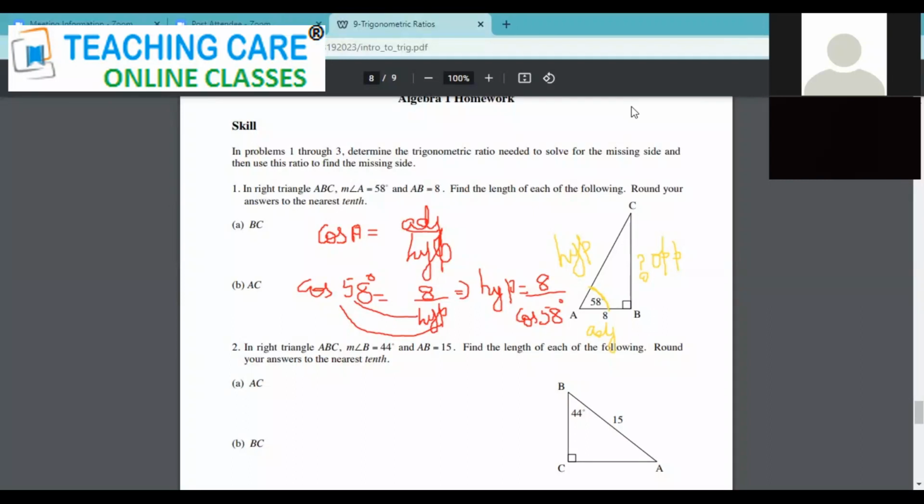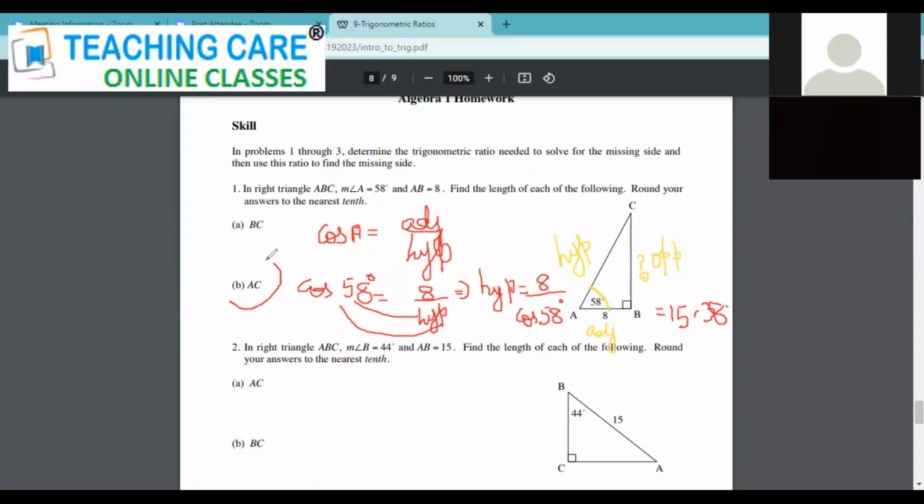These things, obviously, they will allow you the calculator. Okay, 8 divided by 0.52. So I'm getting the answer to be 15.38. Understood? Got it?